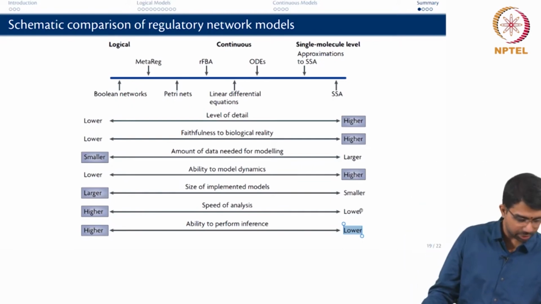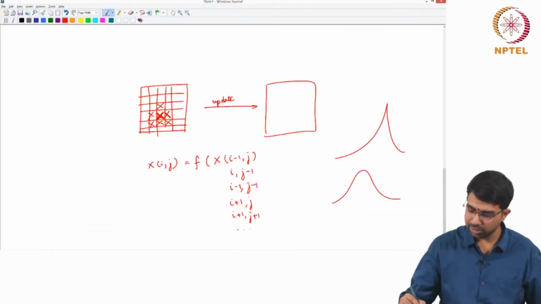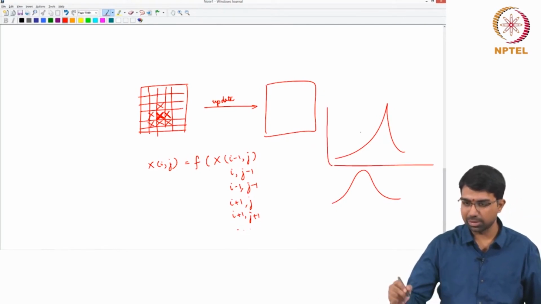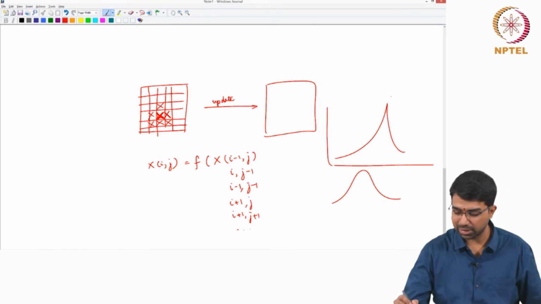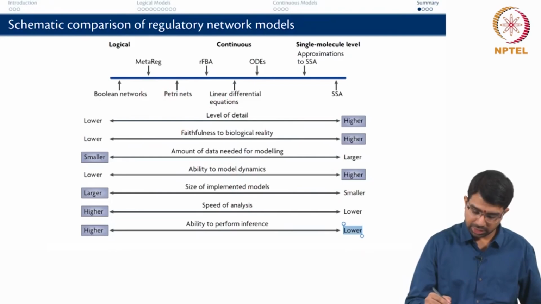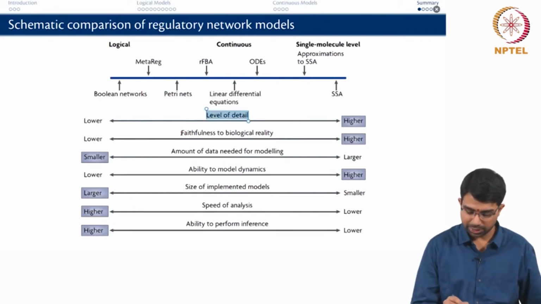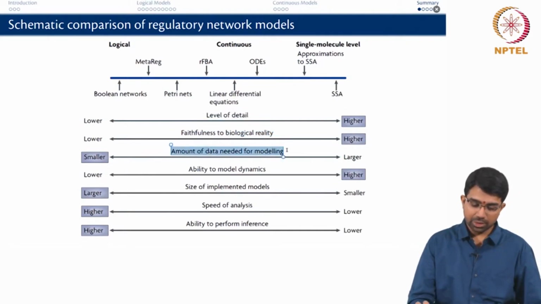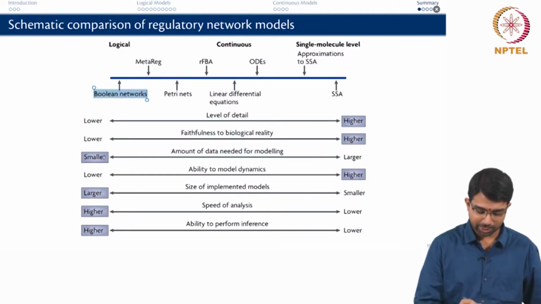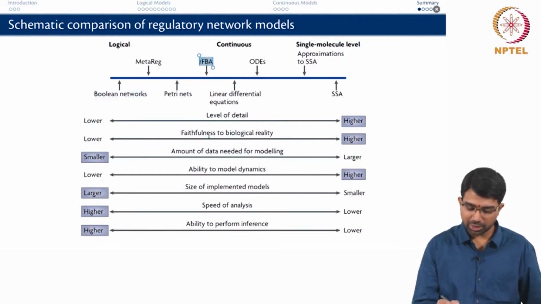So, you will have a distribution, you will know that this is going to be my distribution of whatever molecules, the number of molecules bound to transcription factors. So, what is the most likely state? You can figure that out. So, this slide essentially tells you according to several different axes, right. So, from level of detail, faithfulness to biological reality, amount of data needed, right. So, it is easier to build Boolean networks, you do not need too much data to build them. RFBA and those things are somewhat right in the middle, right.